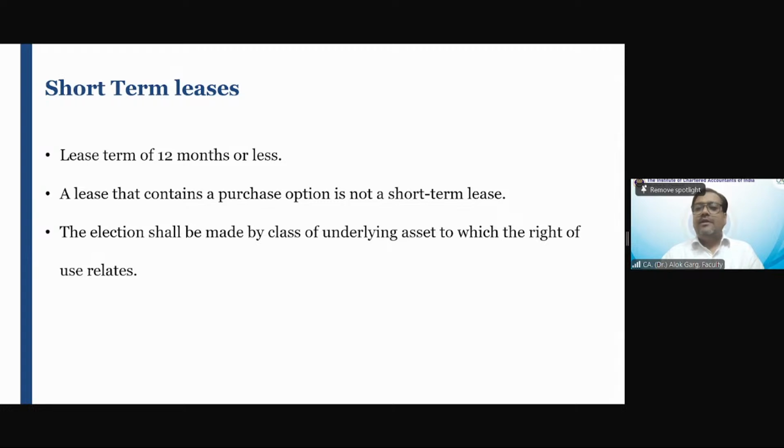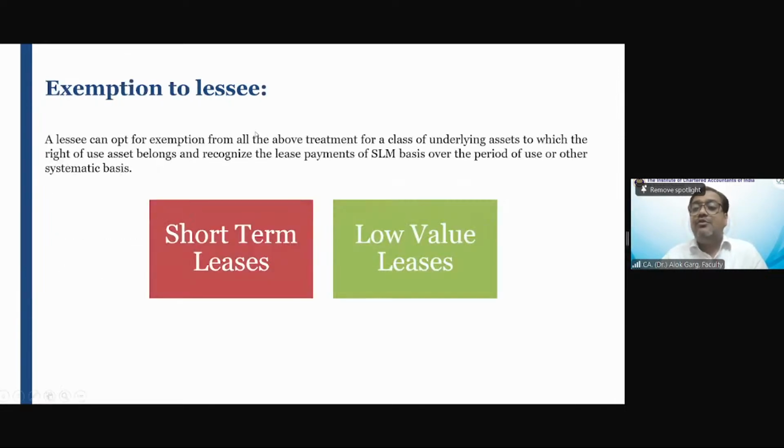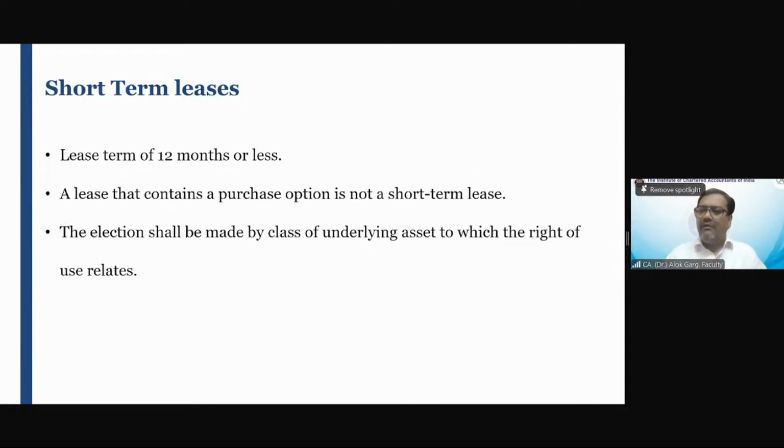So, friends, your basic accounting in Ind AS 116 is right of use asset accounting. Your fundamental accounting in Ind AS 116 is right of use asset accounting. What are the short-term lease exemption and the low value lease exemption? These are exemptions. If the lessee wants to avail the exemption, he can avail the exemption, right? A lessee can opt for the exemption. It is not mandatory. It is an option. If you want to avail, very good. If you don't want to avail, very good. Right?